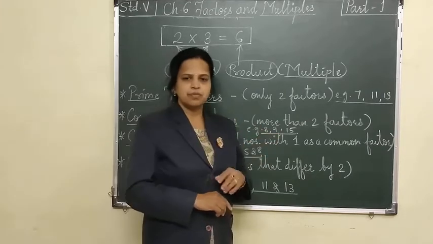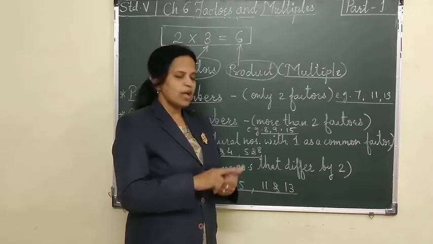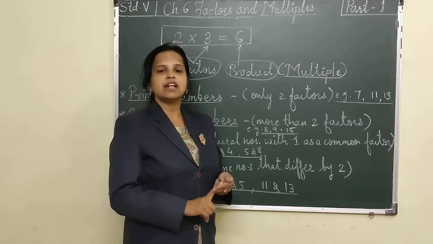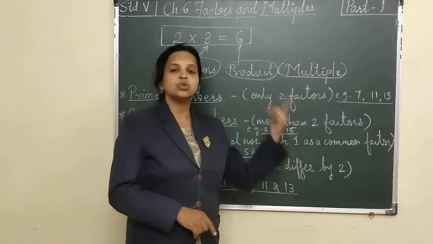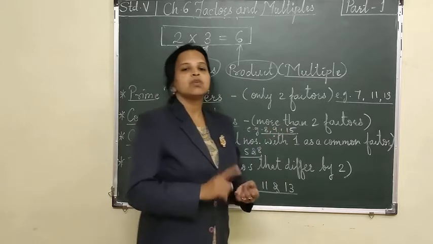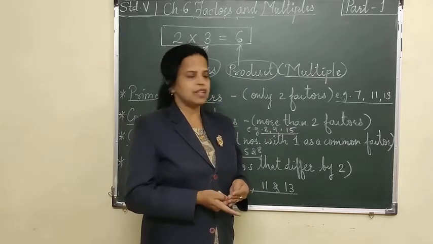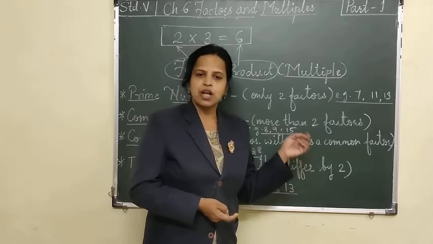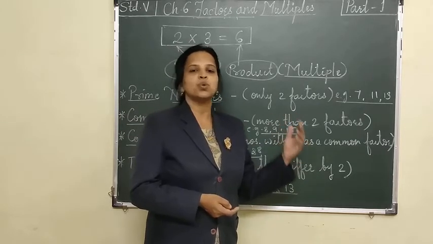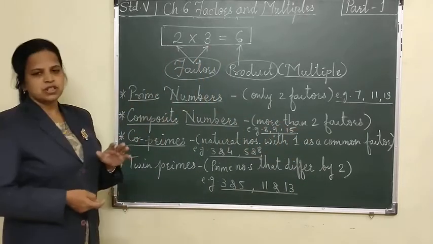Check 9. 1 9 is 9, but 3 3s are also 9. So 1, 3 and 9 are the factors of 9. This means 9 has more than two factors, so it is a composite number. Same with 15. 1 15 is 15, but 3 5s are also 15, or 5 3s are also 15. So 15 is also a composite number because it has more than 2 factors. Do you understand? This is called composite numbers.